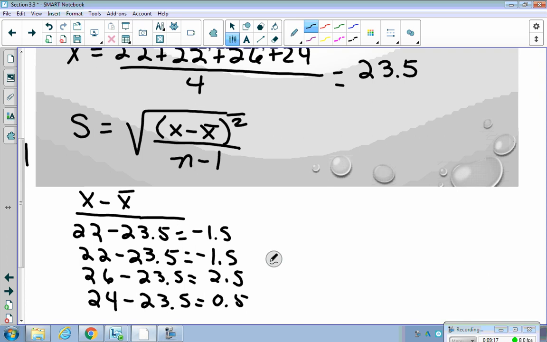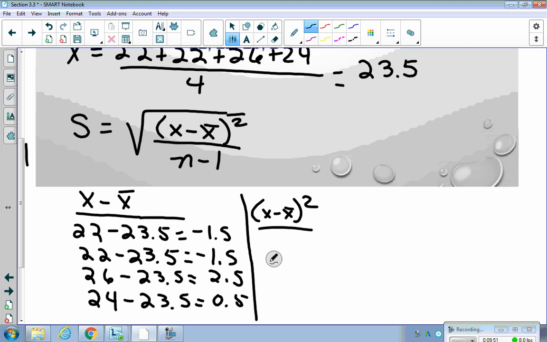But the formula says, hey, after I do that, I have to take whatever I get and square it. So my next column is going to be this squared. So I've got to take negative 1.5 and square that. And when I square a negative, I get a positive. And the reason I have to do that is if I added everything up, I'm going to come to 0. So I have to square that.